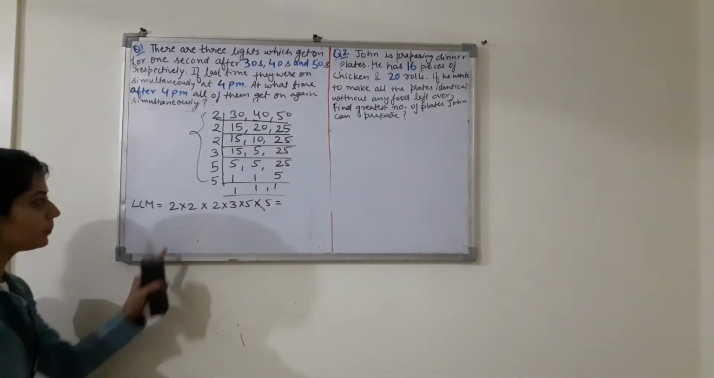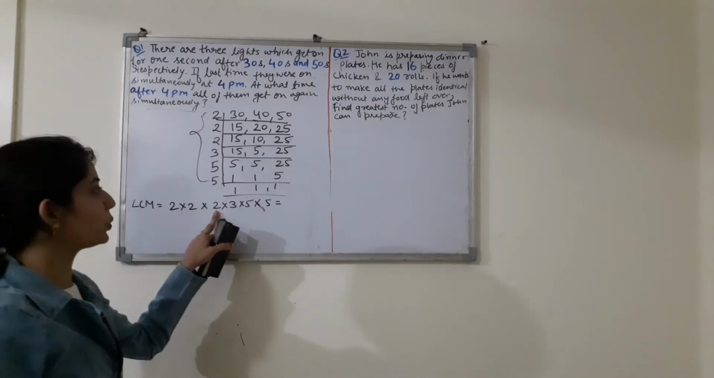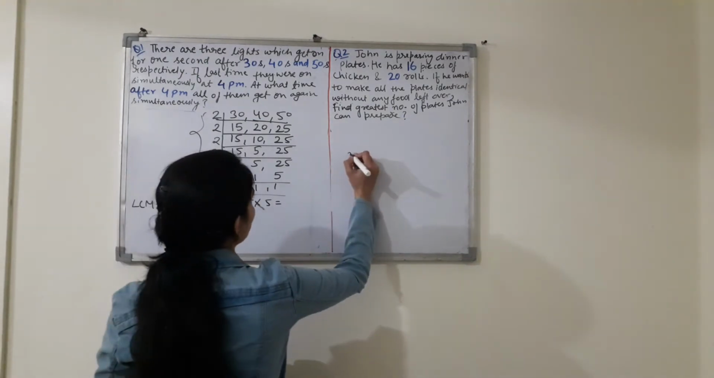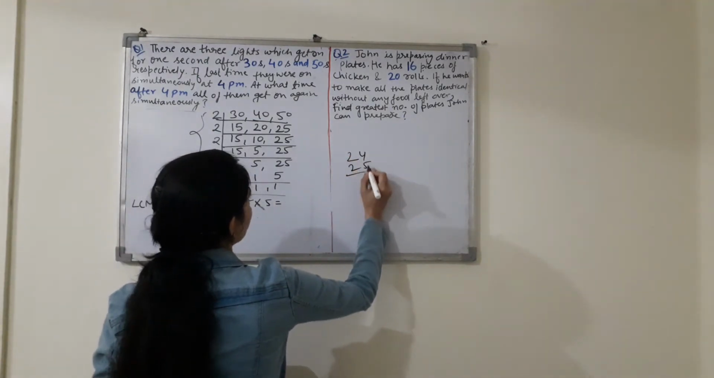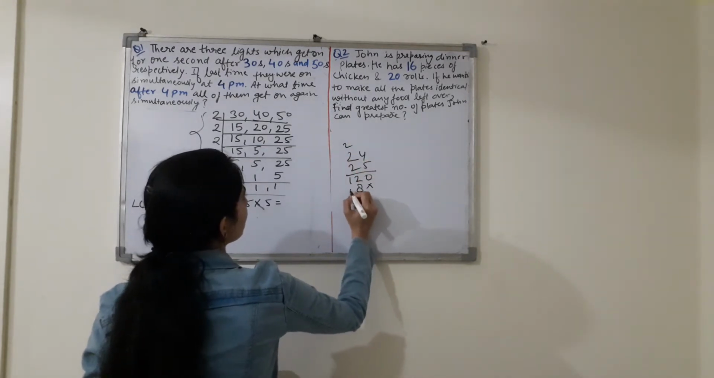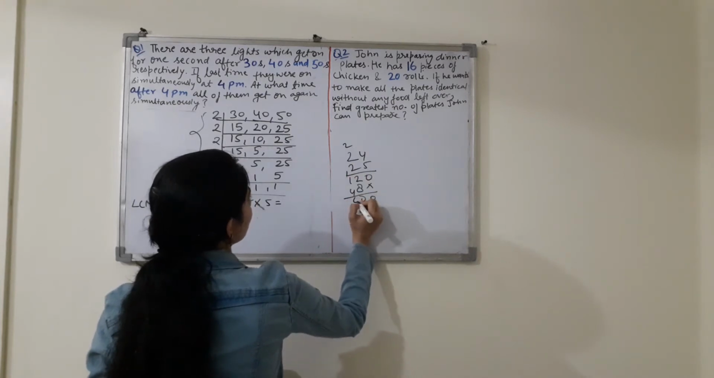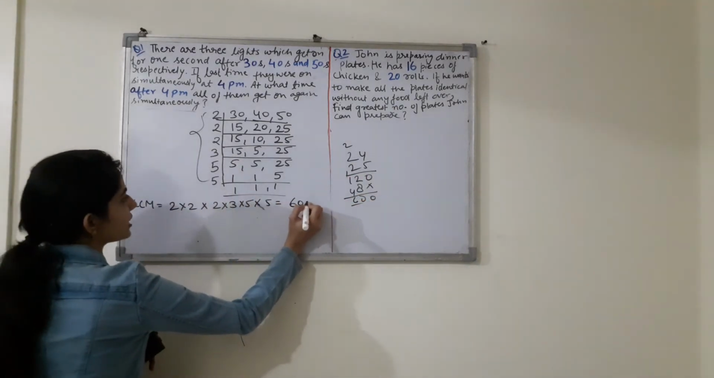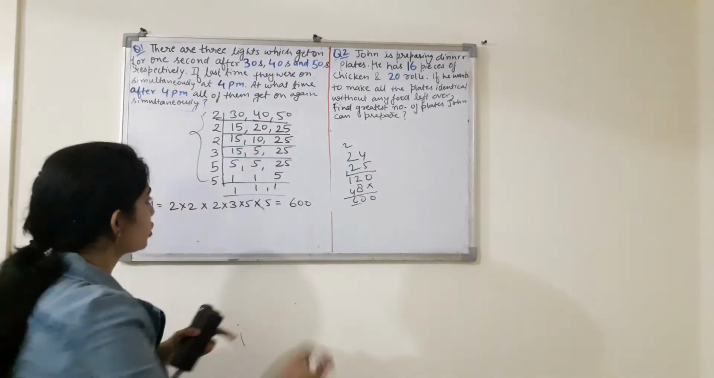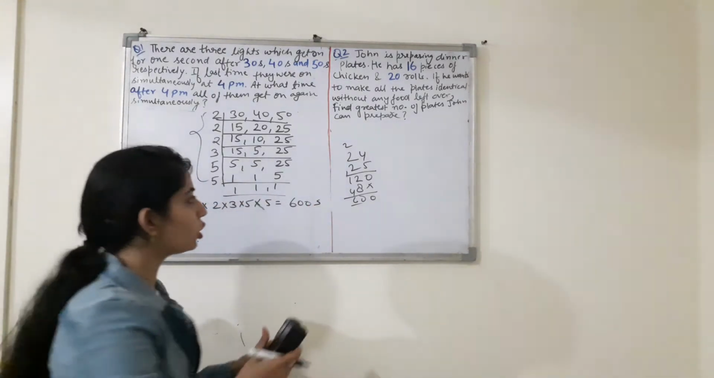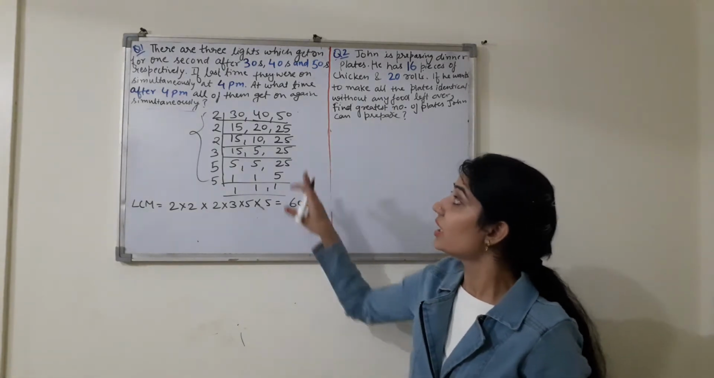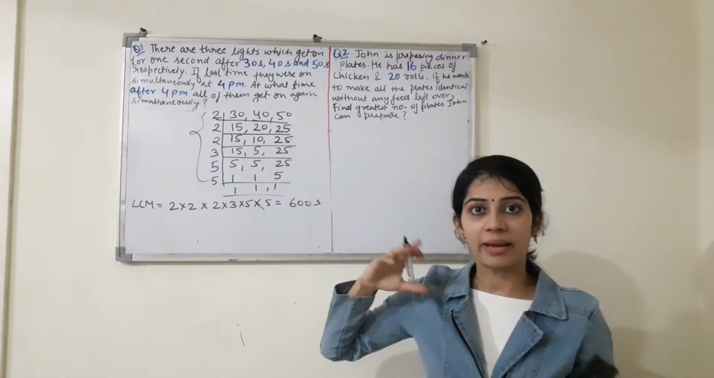So what will be the answer? 2 into 2 is 4, 4 into 2 is 8, 8 into 3 is 24, and 24 into 25. So you can do it. 24 into 25, it will be 600. So 600, as these are the seconds for 30 seconds, 40 seconds, 50 seconds. So it means the answer will come in seconds also. So 600 seconds. Okay, so it means after 600 seconds, these three lights will get on again simultaneously.